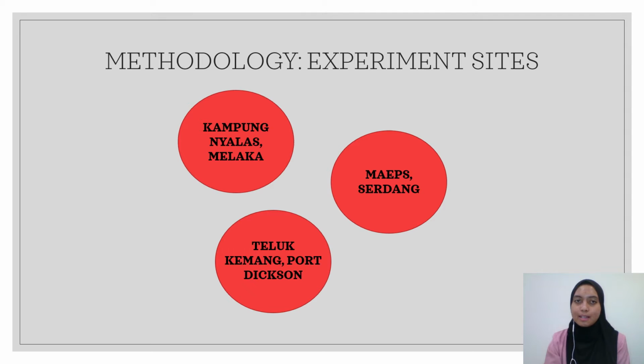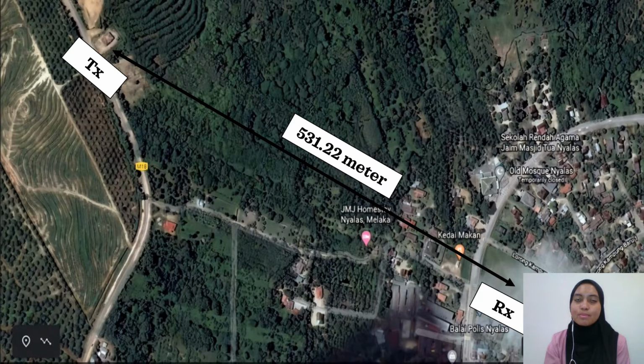Next, move on to the second part of my presentation, which is methodology. My first methodology is experiment site. As you can see, there are three locations chosen to carry out the experiment. First, we go to Kampung Nyalas, Melaka. For your information, Kampung Nyalas is a village area.